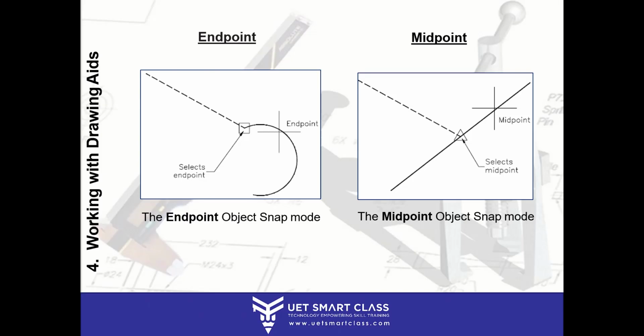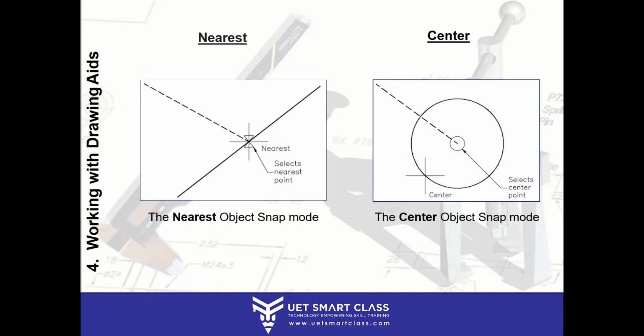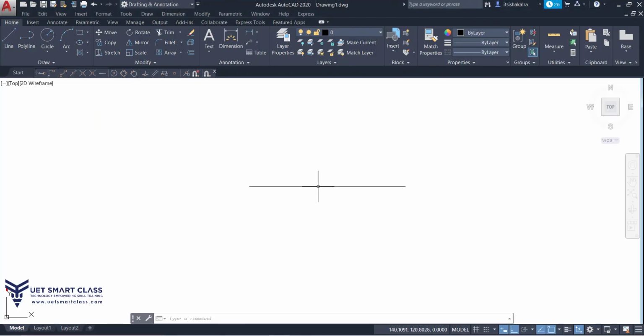Now, my next point is nearest. Nearest basically selects a point other than the midpoint and endpoint. Sometimes you require a point near to the endpoint or near to the midpoint, but not exactly the midpoint. If you do not switch on your nearest point, then the cursor will always capture through the auto magnet. It will always capture the midpoint or the endpoint. I'll show you how. See, as of now, I have my nearest point switched on, so it is capturing nearest points.